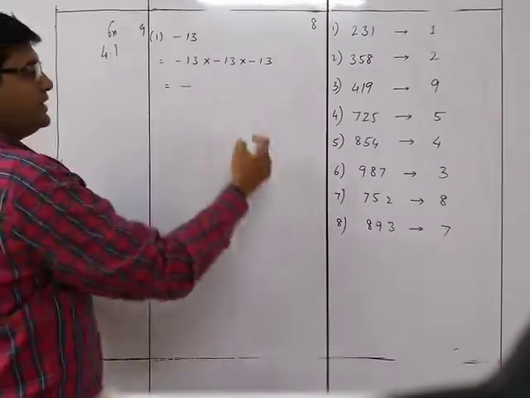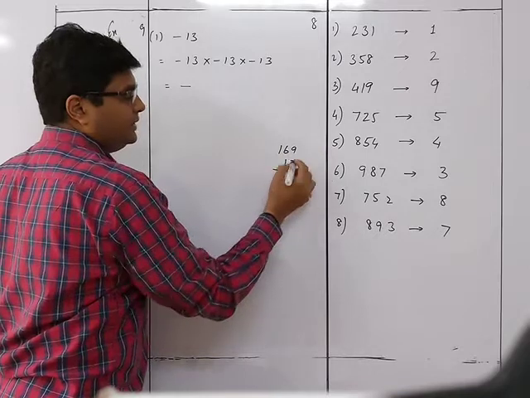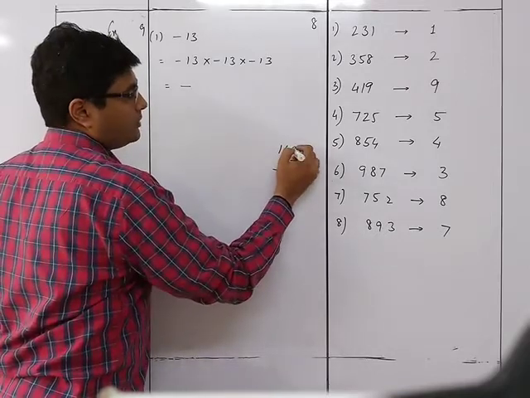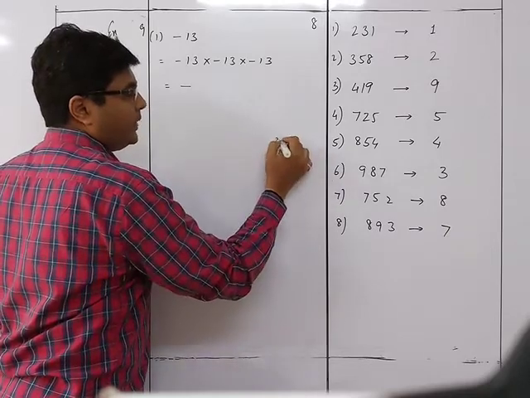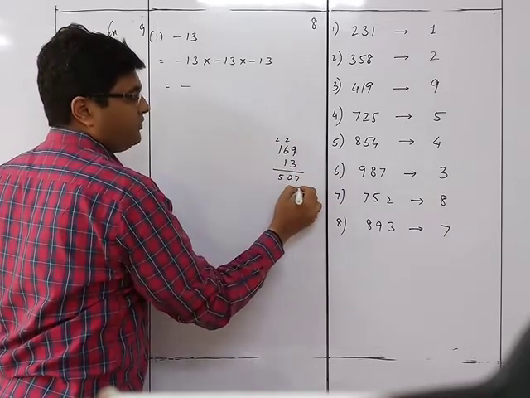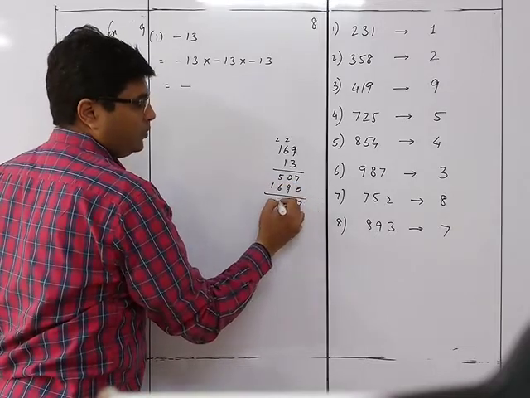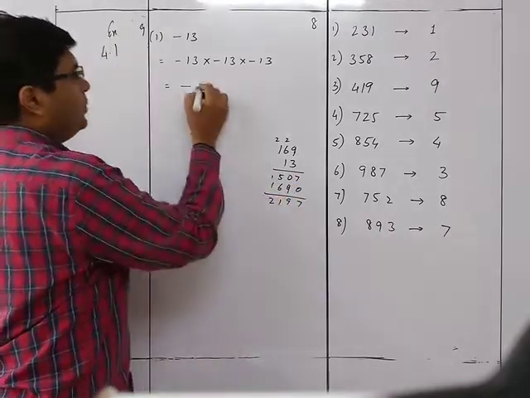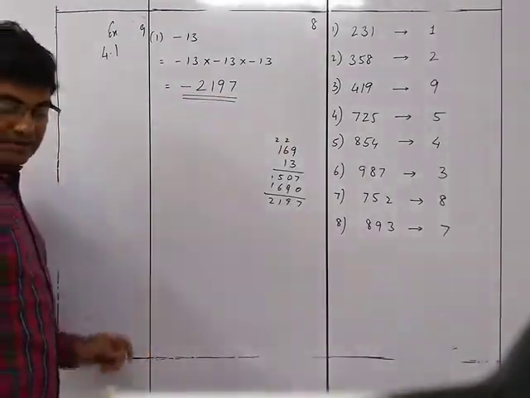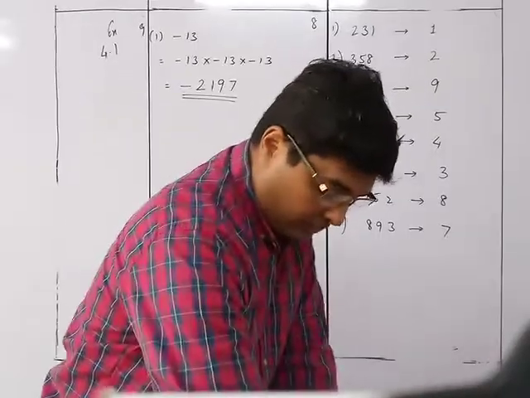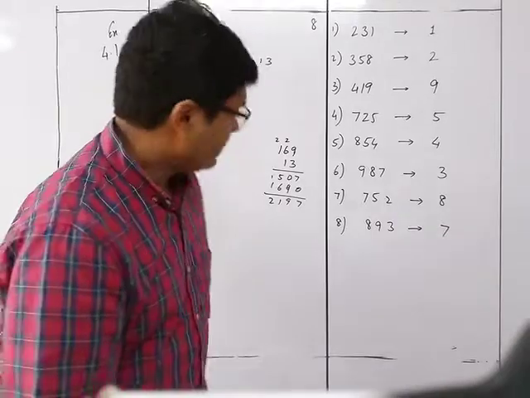We know that 13 squared is 169. So 169 into 13 is what is to be done. 9 3s are 27, 18, 19, 20, 3 1s are 3, 4, 5, then 0, 6, 9, 6, 1. So it comes to 2197. So the answer to the first one is minus 2197.